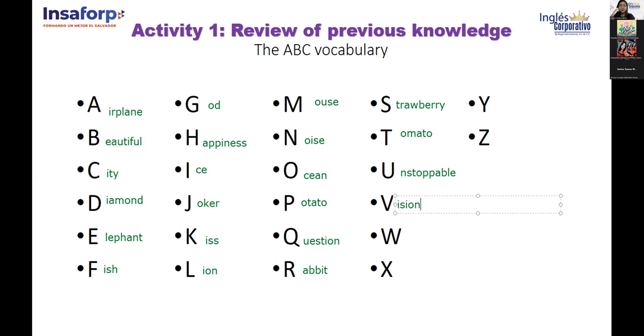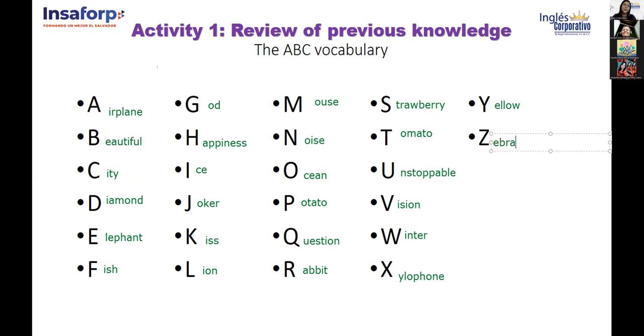W. Winter. X. Stylophone. Stylophone, great. And with the Y. Yellow. And Z. Zebra. Zebra, okay. Very good.